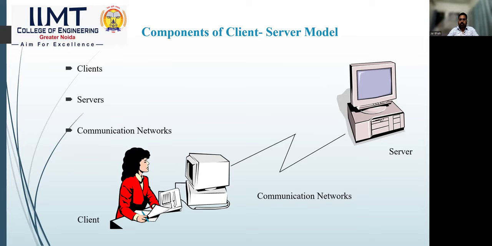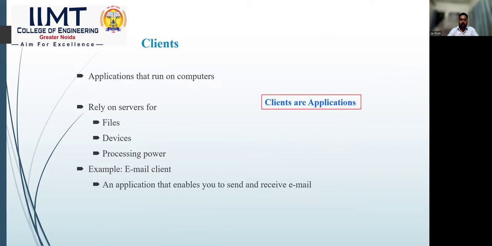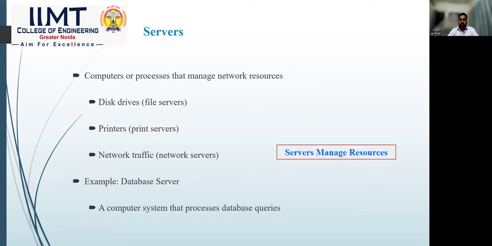There are three components of client-server architecture. The first one is a client, the second one is servers, and the third one is communication networks, which provide connectivity between the client and a server node. We can define clients as an application that runs on computers. The client applications rely on the servers for file sharing, for devices, and for processing power. For example, an email client is an application that lets you send and receive emails through a computer network.